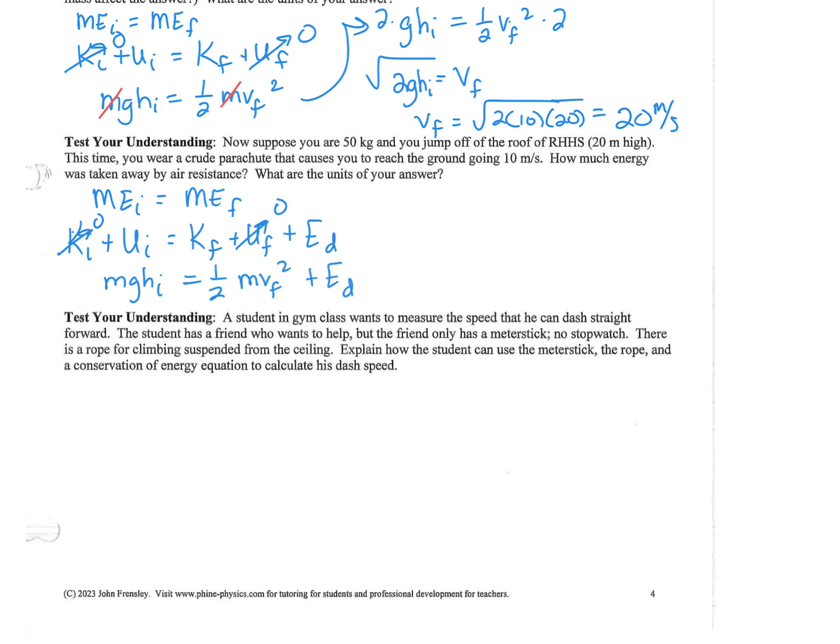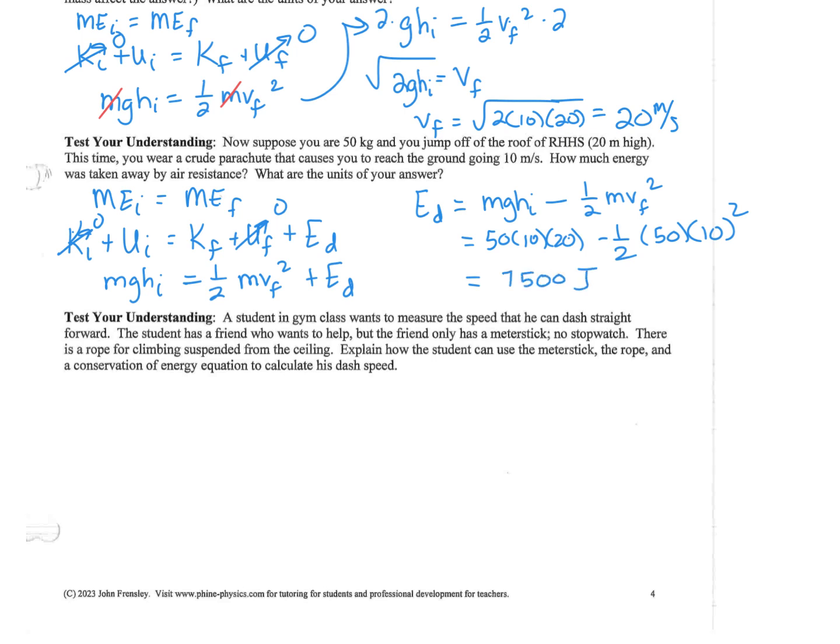All right, so now we just solve. Our dissipative energy is going to be equal to that original mgh initial minus the 1/2 mv final squared. M does matter this time. So we know we're 50 times 10 times 20 minus 1/2 times 50 times, we ended up going 10 squared. And we end up with about 7,500, and that's joules because it is energy. So we're just subtracting. It all hinges, if you haven't figured that out yet, on this equation right here.